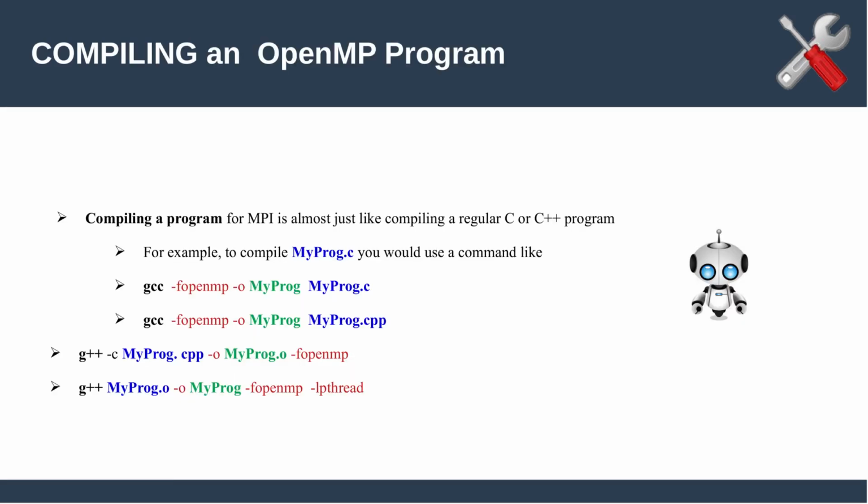To compile an OpenMP program, use commands like gcc -fopenmp -o myprog myprog.c for C or g++ -fopenmp -o myprog myprog.cpp for C++. Ensure the -fopenmp flag is included to enable OpenMP support. For object files, use g++ -c myprog.cpp -o myprog.o -fopenmp.